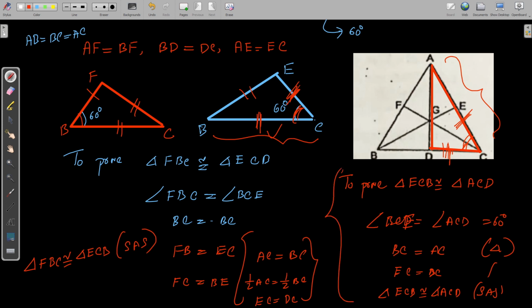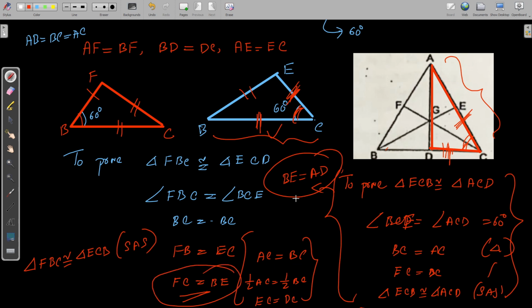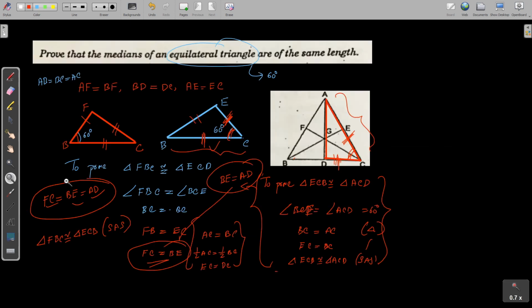So this part is not required, but I showed you that this is also true. Once you prove the first part, after that you can just write similarly BE is equal to AD. Since we already proved, from this triangle what we will get? We will get that BE is equal to AD. We already got in this one, BE is equal to FC. So if I combine both of these, we can write FC is equal to BE is equal to AD. This is what they were asked. That proves that all the medians are equal. So FC, BE, AD, all three medians are equal.